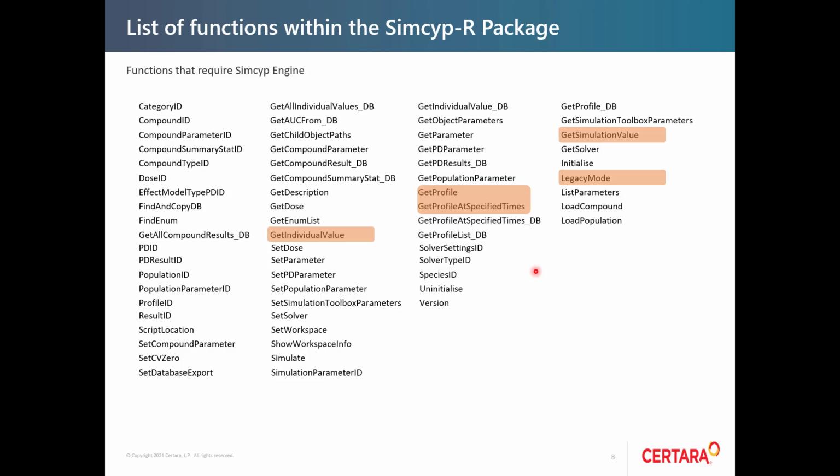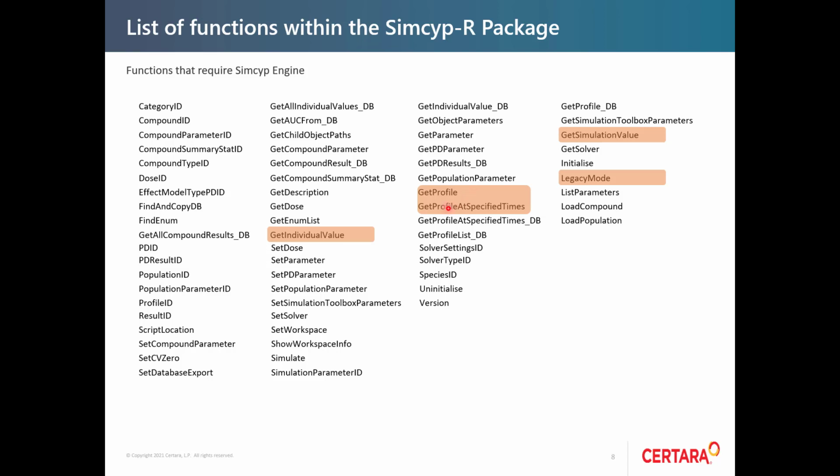The next group of functions are functions which are used to extract simulation results from memory. From version 20, we introduced legacy mode, and this has to be set to true in order to extract simulation results from memory. For example, if you are interested in extracting the concentration time profiles generated for each subject, we use the function called getProfile, not getProfileDB. And getProfile is used to extract simulation results from memory.